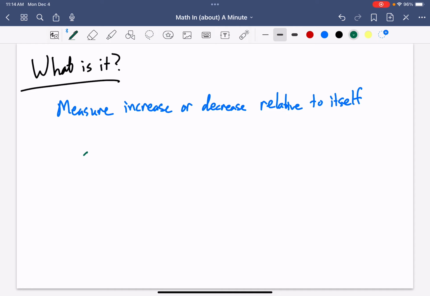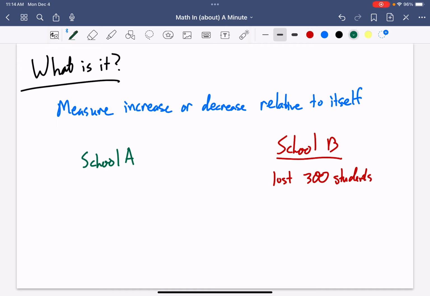Let's say we had two schools, all right? We have school A and we have school B. Now, both these schools from one year to another lost 300 students for whatever reason. You might be thinking that they both lost 300 students, so they both lost the same amount. But what if I told you that school A had a population of 1,000 students before they lost their 300 students? And school B is a big university that has 15,000 students.